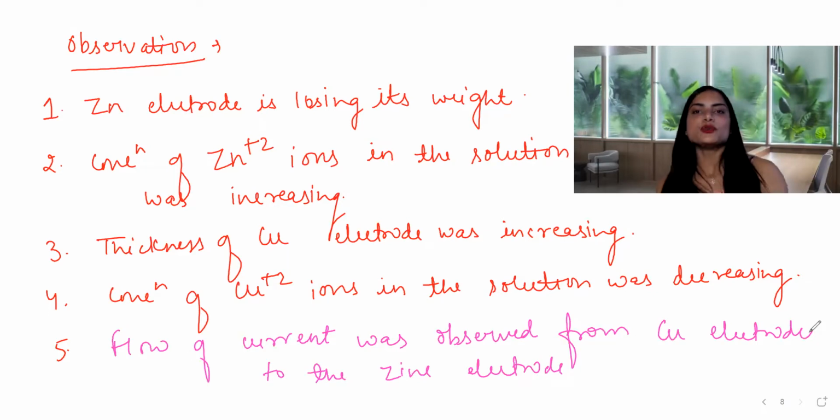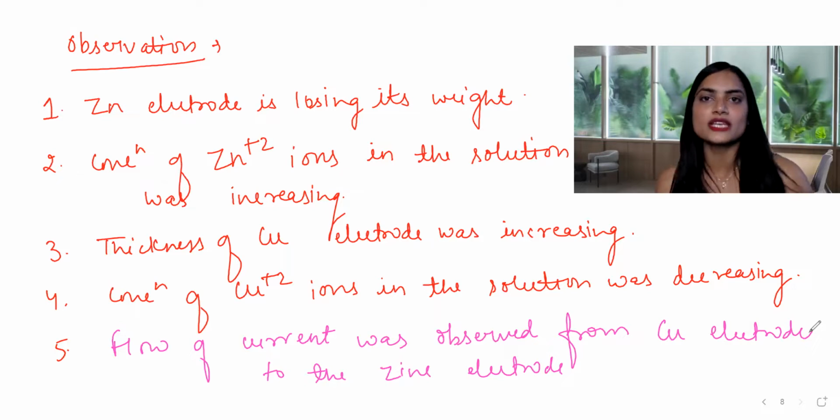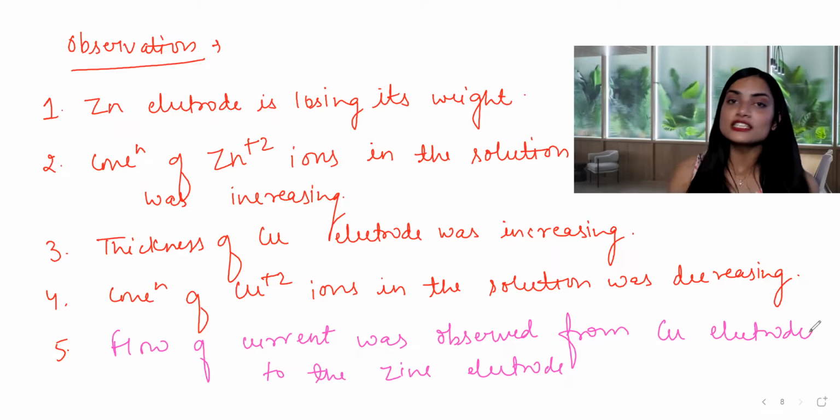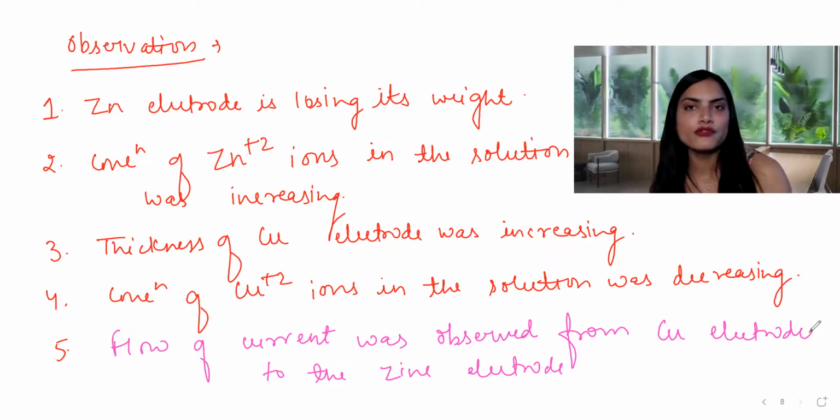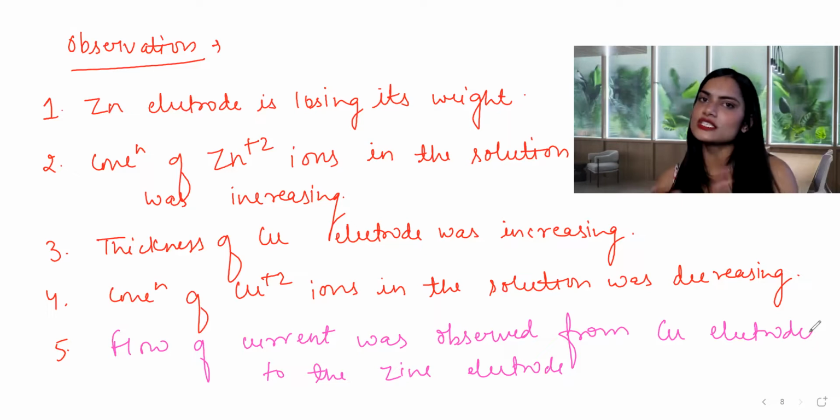Now, these observations, obviously, if something is happening: the zinc electrode was losing its weight and the concentration of zinc plus 2 ions in the solution was increasing. The thickness of the copper electrode was increasing and the concentration of copper plus 2 ions in the solution was decreasing. And the last point was that there was a flow of current from the copper electrode to the zinc electrode. Now, these observations can be explained.